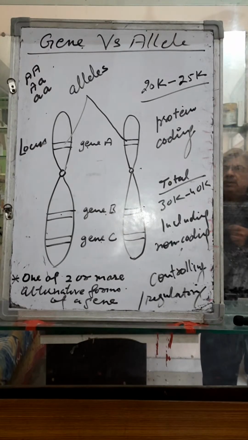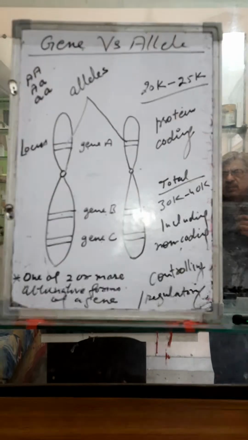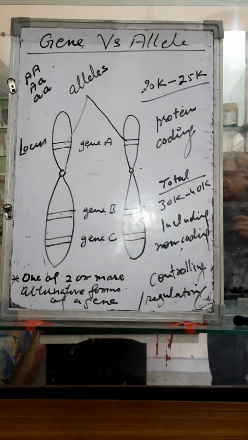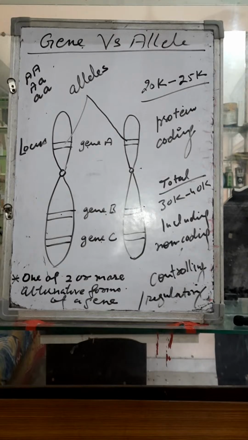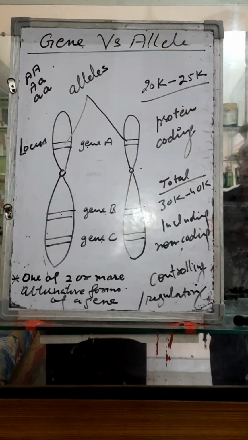So this was about gene versus allele. A gene is the specific segment of the DNA present in the chromosome which decides specific traits or characters in any organism. And these genes are present in two or more alternative forms. And these two or more alternative forms are known as alleles.